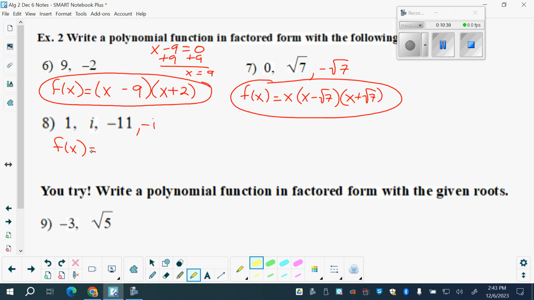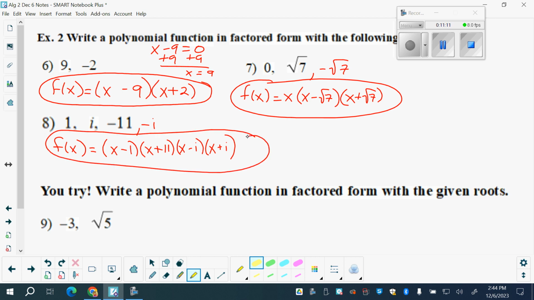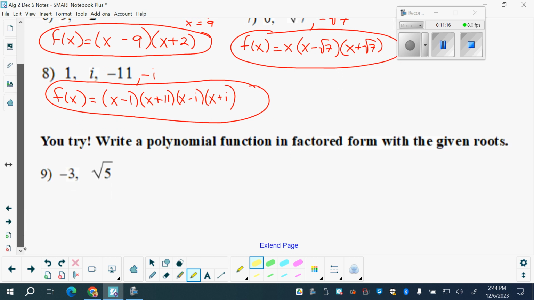Nate, do you want to tell us what the factors are? x plus, yes. So order is not important. We like to put these two next to each other, but it doesn't have to be. Okay, go ahead and do the you try.